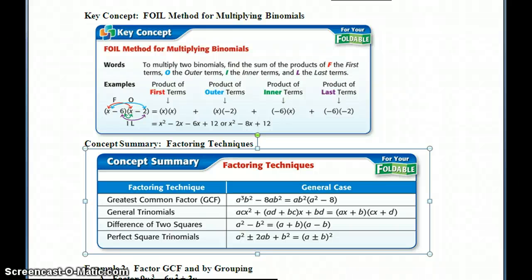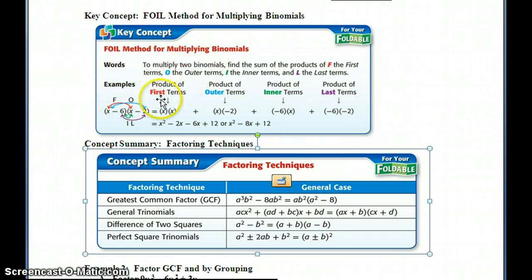Foiling and factoring. This is a review. You guys have done foiling and factoring since probably 7th, 8th grade. But this is a review of some things that are a little bit more difficult. Some of this factoring is. But you know foiling, and I feel really comfortable with your foiling and being able to do all of this.